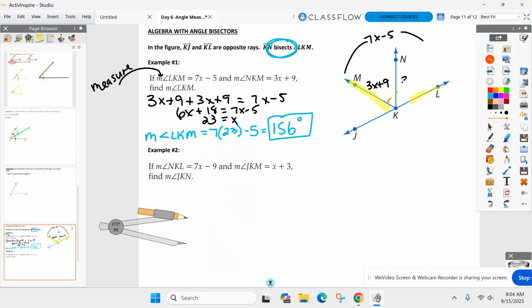Get rid of this stuff here. Okay, so still being cut in half, so I still got my congruent marks. Ready? NKL. Everyone find that angle for me. NKL, 7x minus 9. N to K to L. 7x minus 9. Pop it in.